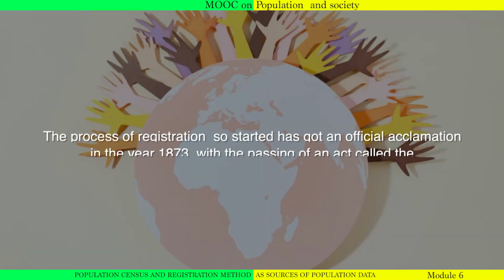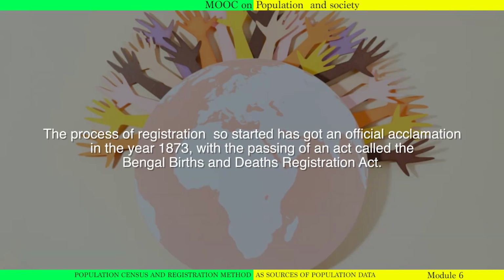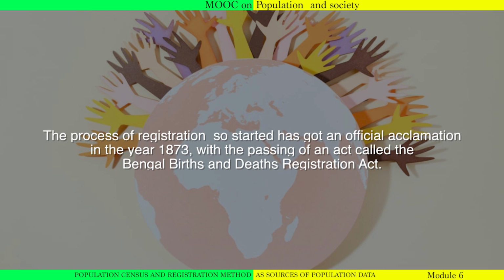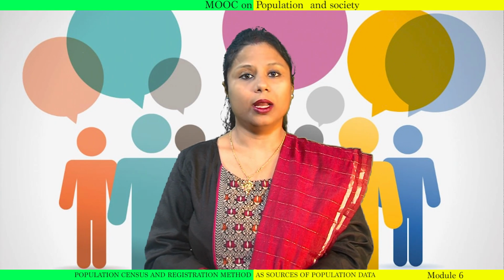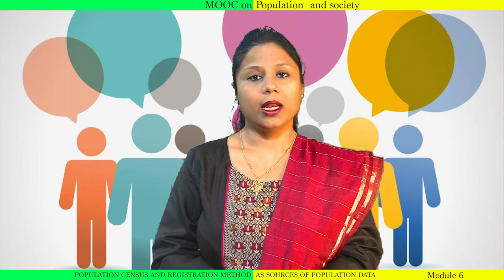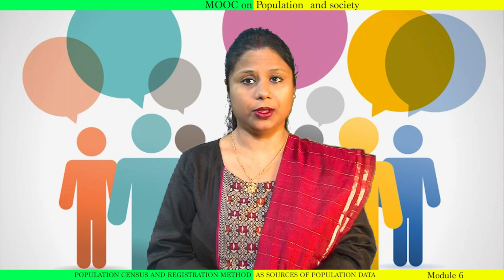Nevertheless, the process of registration so started got official acclamation in the year 1873 with the passing of an act called the Bengal Births and Death Registration Act. Bihar and Orissa followed Bengal immediately and without any delay introduced the act in their respective regions.